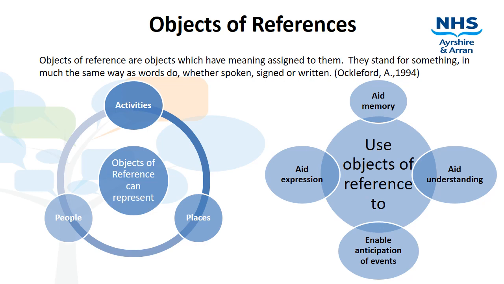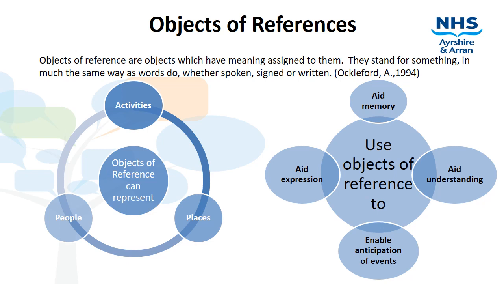They can represent a place. Home might be represented by a key to the front door. Bedroom might be represented by a cushion or a sleep pillow. They can represent people. So a wristband or a bracelet might be used to signify a particular person.